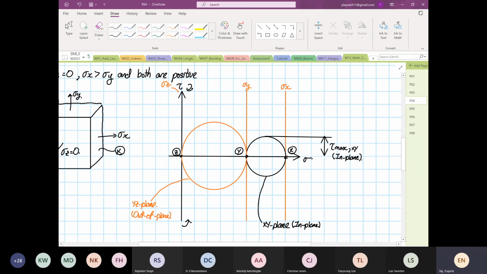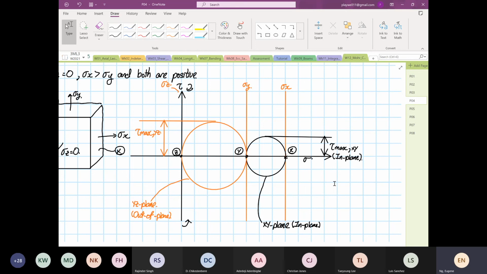So now you realize, oops-a-daisy, right? Why oops-a-daisy? Because now this is your tau max for your YZ plane, and it's out of what? Out of plane. And you realize now where the trouble is. The trouble is the maximum stress is not the in plane, it's at the out of plane.